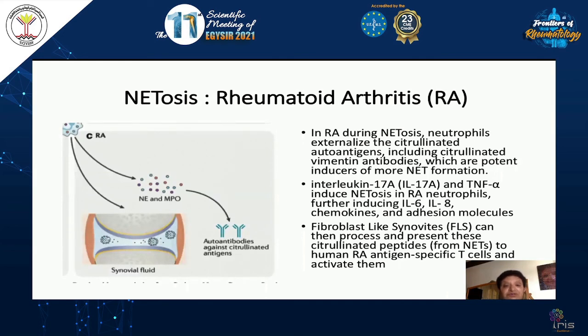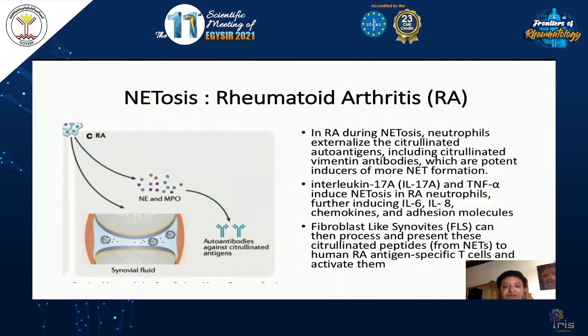How about netosis and rheumatoid arthritis? Here, the neutrophil secretes NETs, including neutrophil elastase and peroxidase, causing autoantibodies inside even the synovial fluid. In rheumatoid arthritis, during netosis, neutrophils externalize the citrullinated autoantigens, characteristic of antibodies in rheumatoid arthritis. These include citrullinated vimentin antibodies, which are potent inducers of more NET formation.